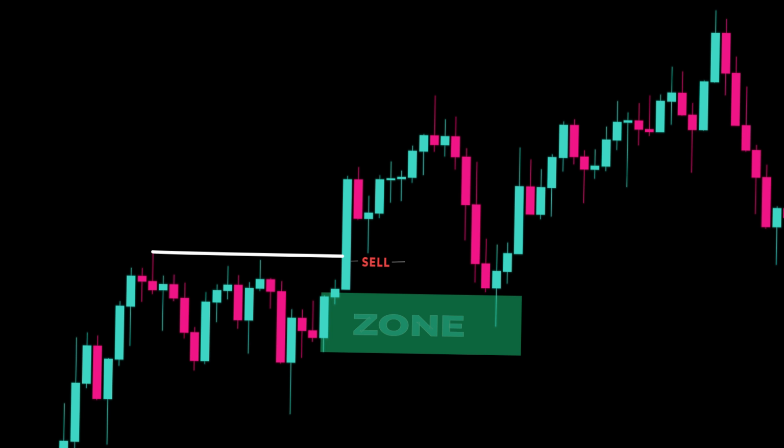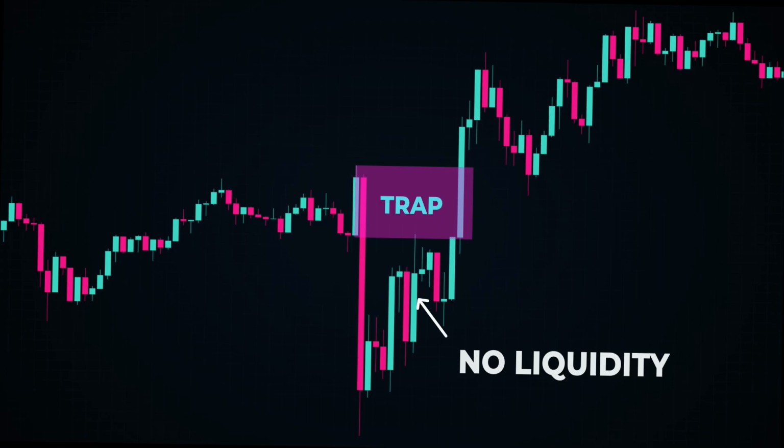But if there isn't any available liquidity, then very often these zones are traps, and they will usually fail. Here you can see that there is absolutely no available liquidity in the leg, so this is a very obvious trap, as institutions will not be selling it.